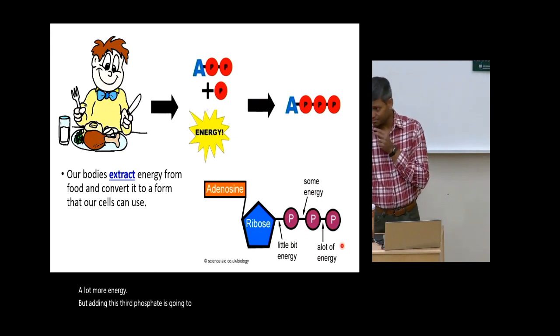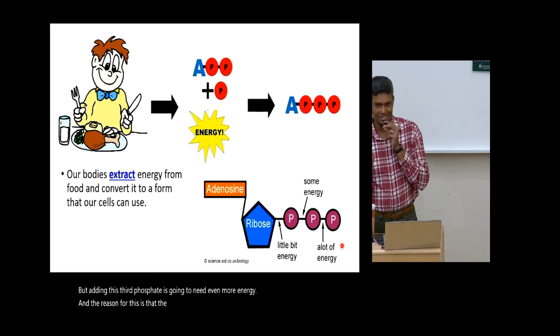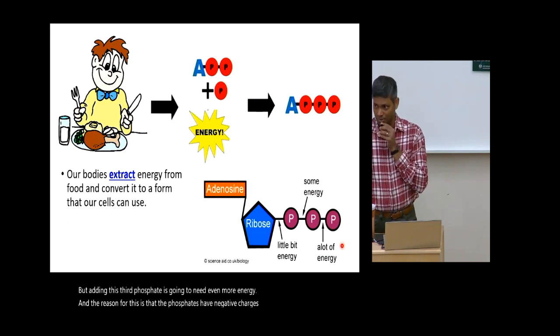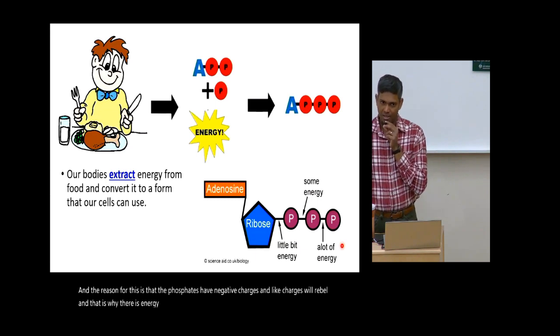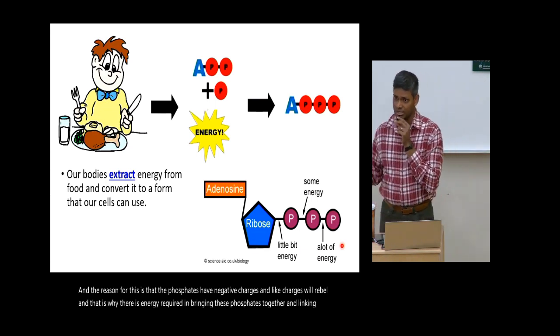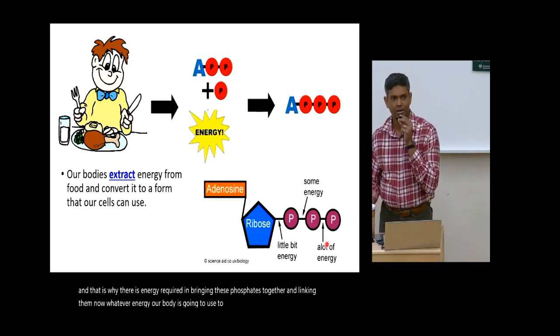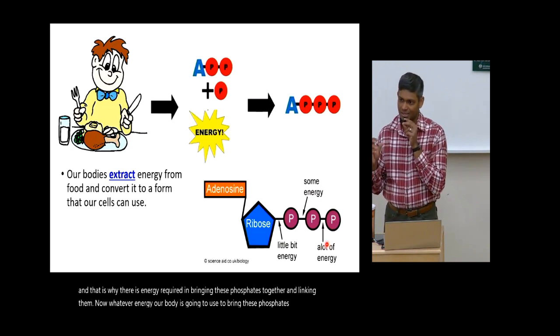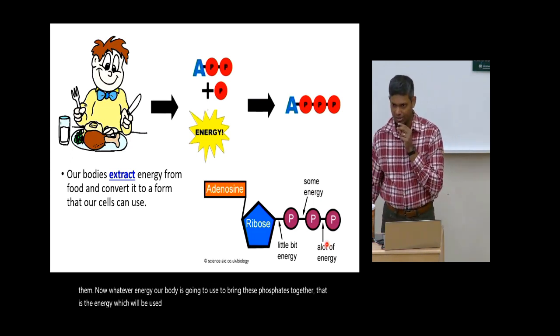even more energy. And the reason for this is that the phosphates have negative charges, and like charges will repel, and that is why there is energy required in bringing these phosphates together and linking them. Now whatever energy our body is going to use to bring these phosphates together, that is the energy which will be used to fuel various cellular activities.